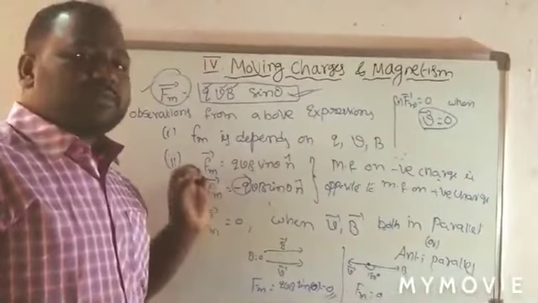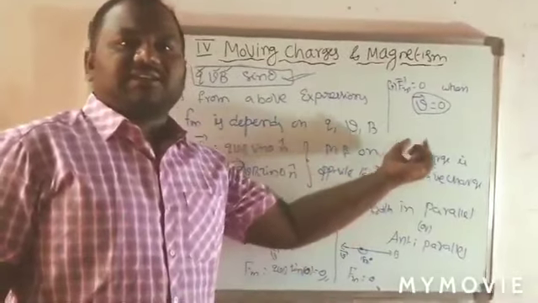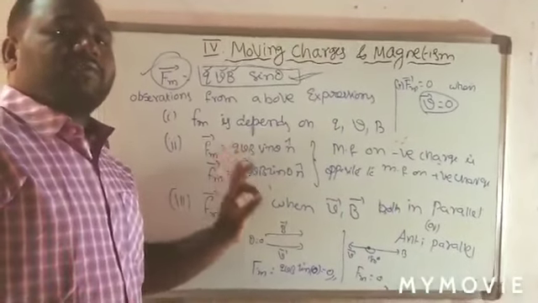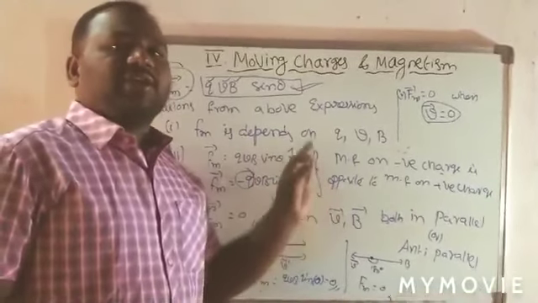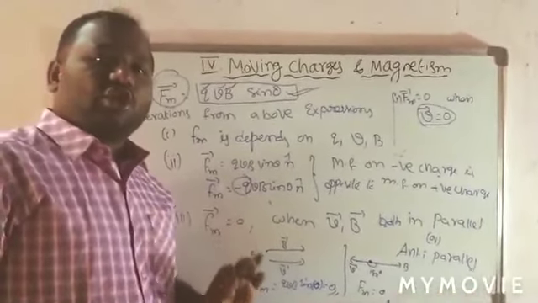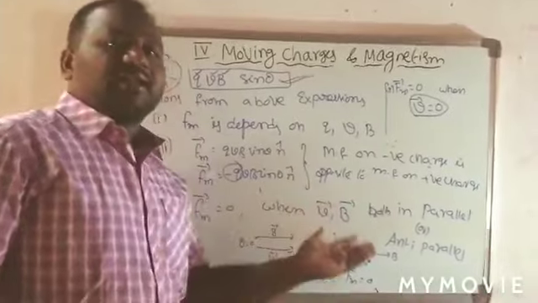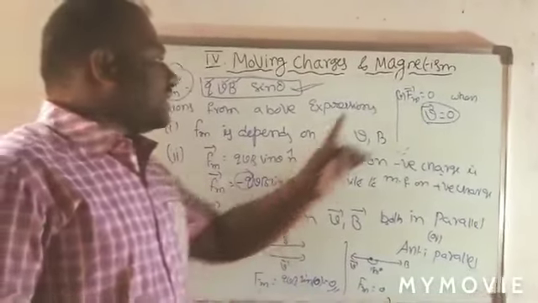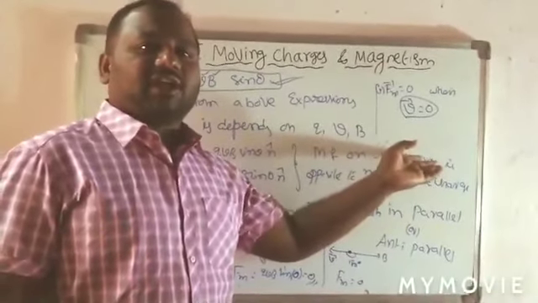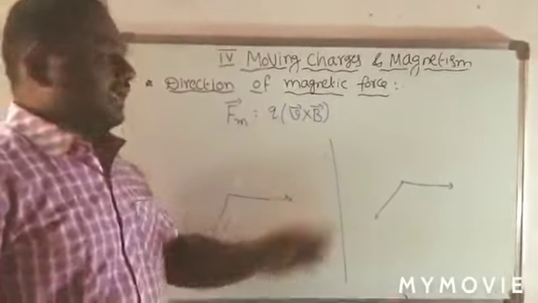The first point we observe is, here the magnetic force depends upon the test charge, the velocity of the moving charge and the magnetic field. The second observation is, the magnetic force on a negative charge is opposite to the force acting on the positive charge. And third one is, the magnetic force is 0 when the velocity and magnetic field are both parallel or anti-parallel. And the fourth observation is, if the velocity of the moving charge is 0, then the magnetic force also becomes 0. Now see how to identify the direction of the magnetic force.